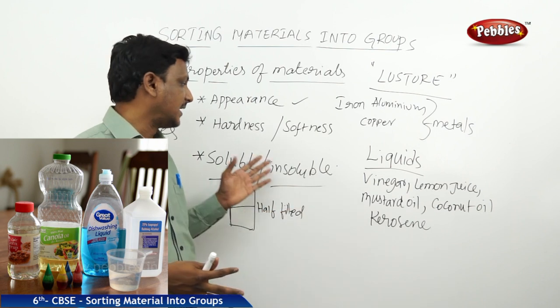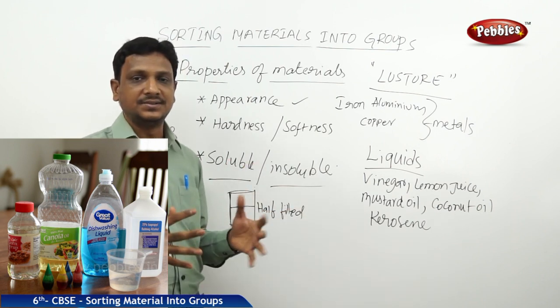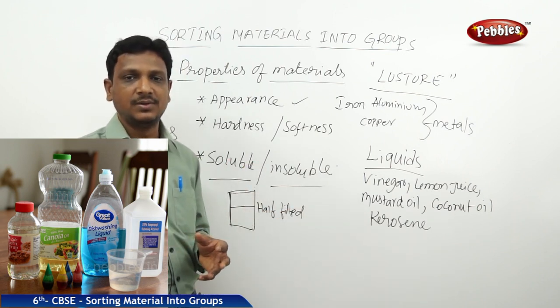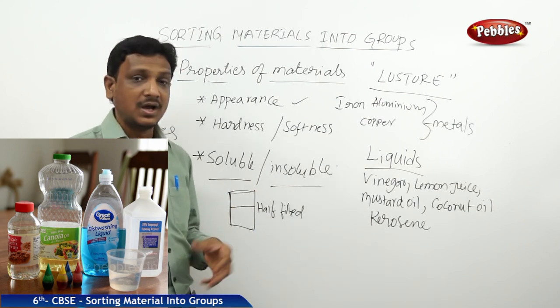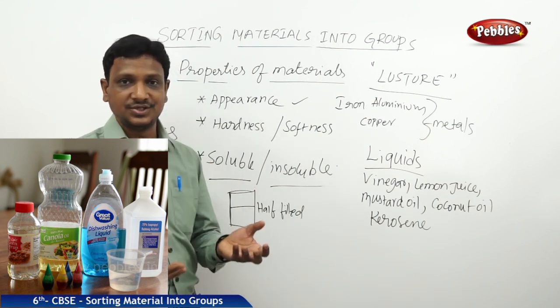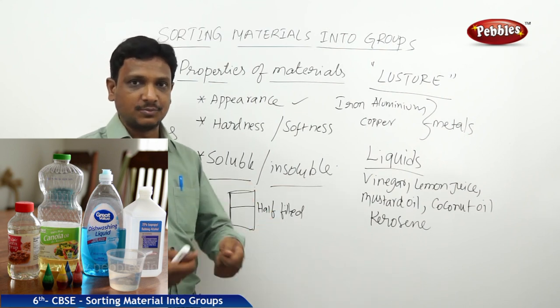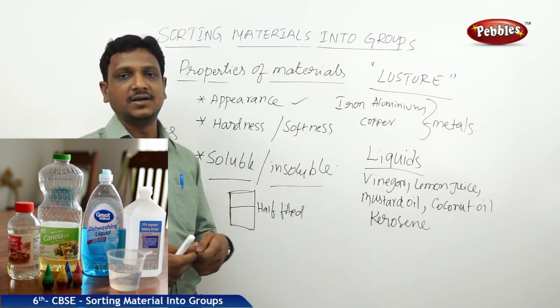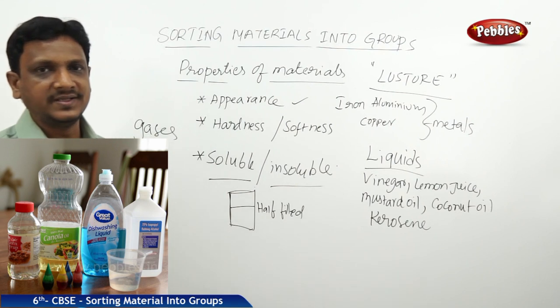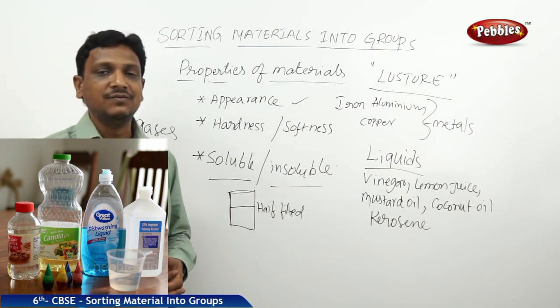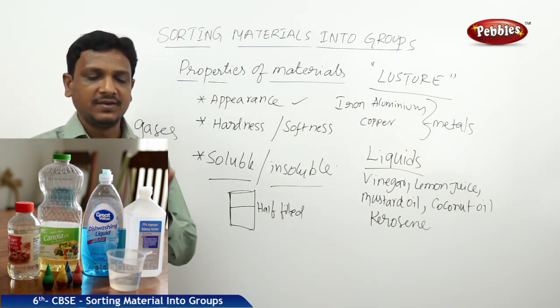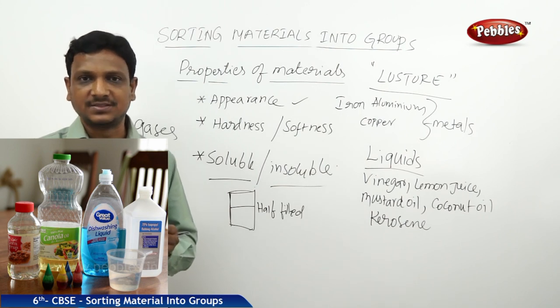So, solubility is another property which we can check, whether it is soluble or insoluble, whether the object is hard or soft, how the appearance is, whether the object has luster or not, whether the object has the property of malleability or ductility. Likewise, all these are the properties of materials which we can explore by physical observation and by experimentation.